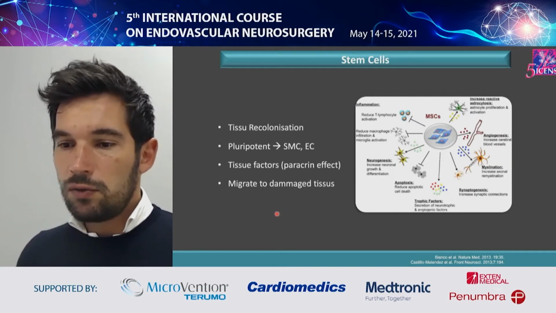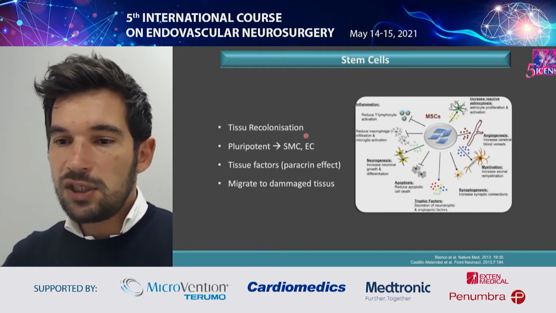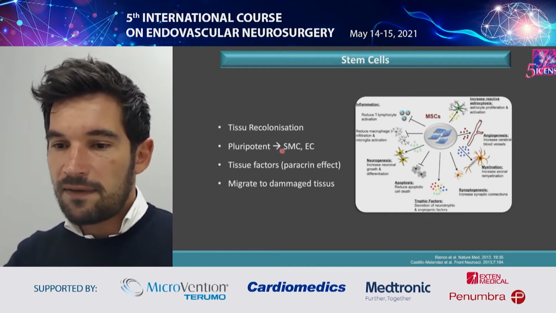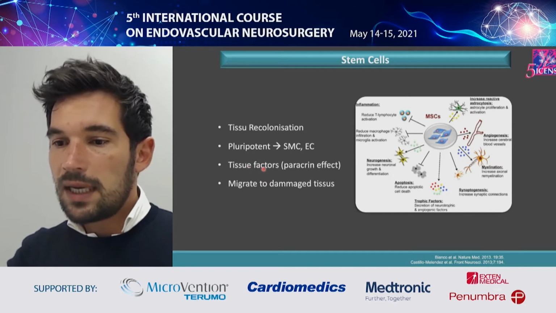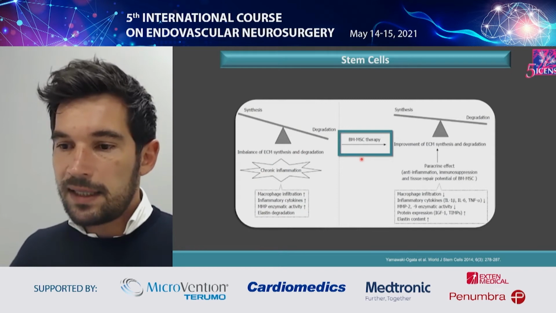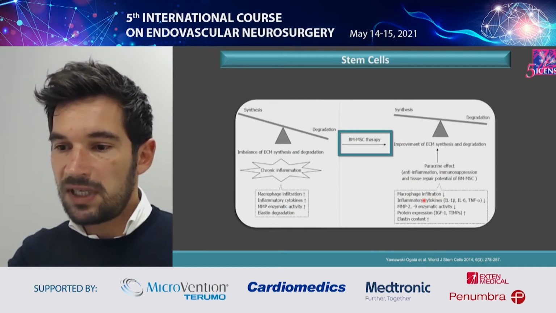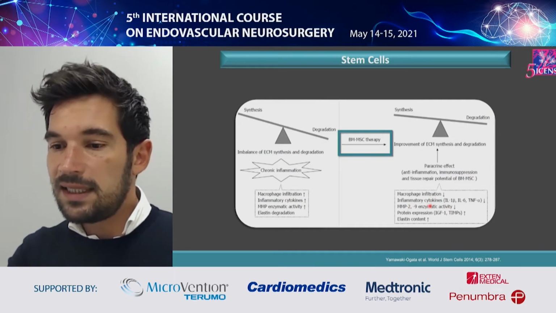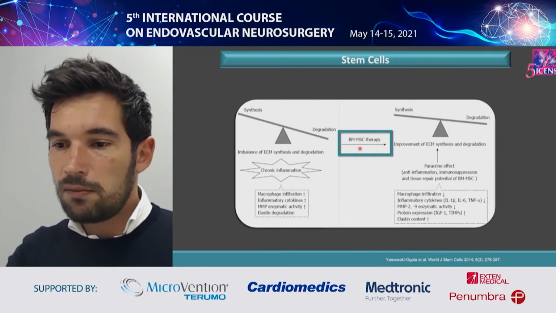Maybe if you want to replace smooth muscle cells, fibroblasts, and endothelial cells, the best option is to use stem cells, because they can lead to tissue recanalization, and they have this pluripotent effect, which means that they can differentiate into smooth muscle cells, endothelial cells, and also fibroblasts. And they have a paracrine effect, which means that those stem cells can secrete some tissue factors, and they can promote neoendothelialization. So using stem cells can lead to a better balance and improvement of the extracellular matrix synthesis and degradation. Also, with the paracrine effect, there is less macrophage infiltration, less inflammation, and enzymes like metalloproteinases could be reduced thanks to the bone marrow mesenchymal stem cells.